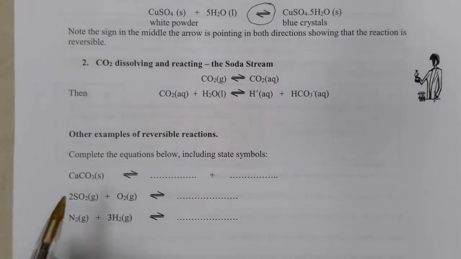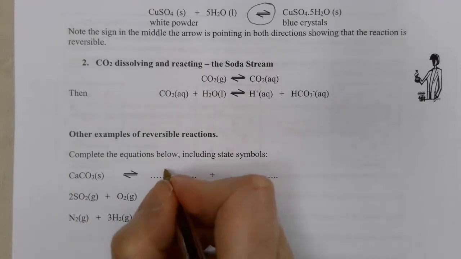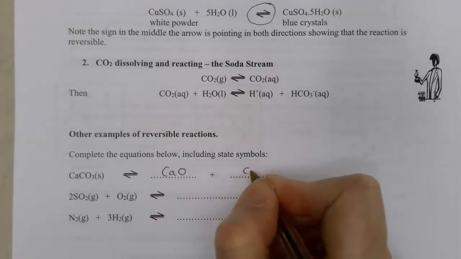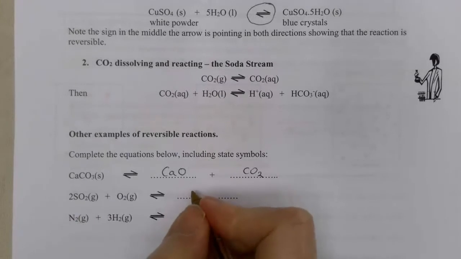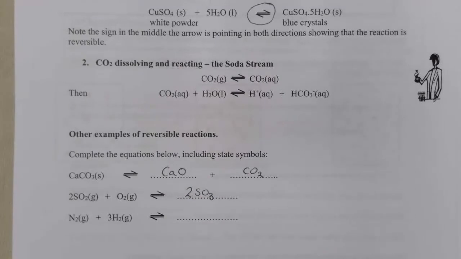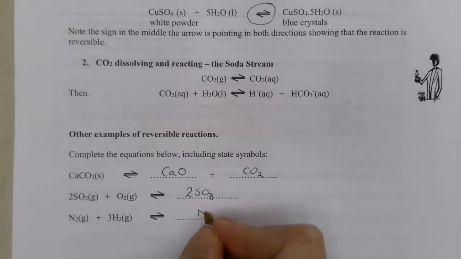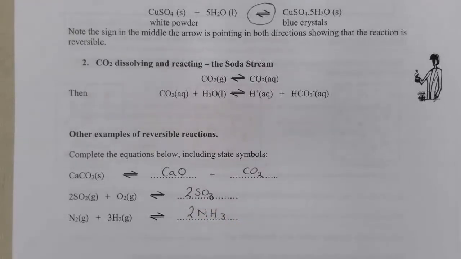Other examples that you've come across is the thermal decomposition of a group 2 carbonate. That can decompose into the oxide and carbon dioxide, but that reaction is actually reversible. Another reversible reaction you've come across is sulfur dioxide reacting with oxygen to form sulfur trioxide, SO3. Again, that reaction is reversible. Lastly, one you've come across a lot at GCSE level, and that is nitrogen and hydrogen reacting to form ammonia. That's known as the Haber process, and it is also reversible.